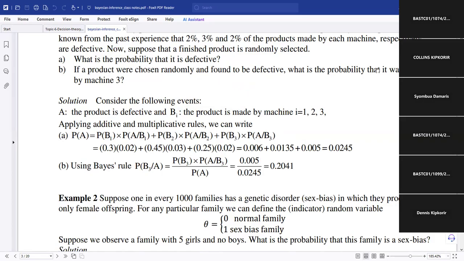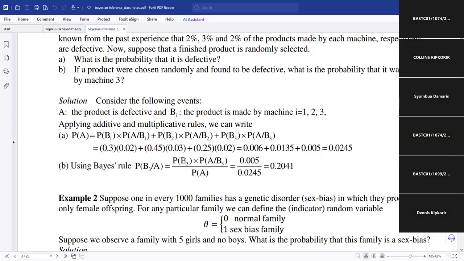Then for the second one, we need a condition: if a product was chosen randomly and found to be defective, what is the probability that it was made by machine 3? Using Bayes' theorem, A denotes that it is defective. Now, the probability of B3 given A should be written as the probability of B3 multiplied by the probability of A given B3, divided by the probability of A.